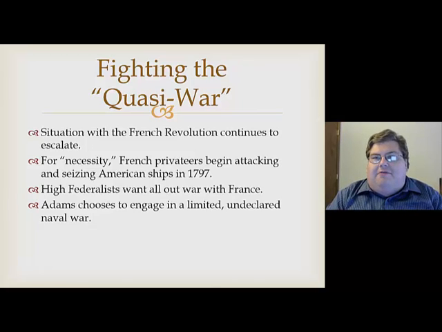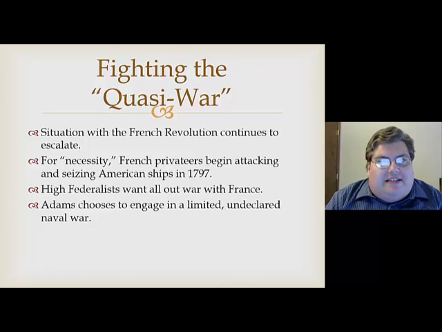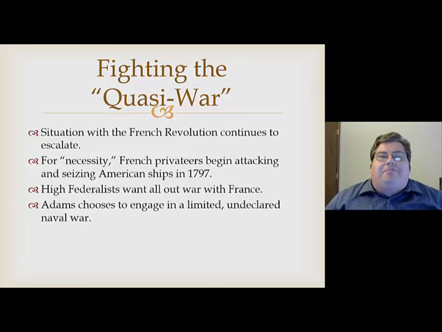And this starts in 1797. It's going to go until 1799. Realistically, it won't end until 1800. And what we're going to see is the Federalists want war.